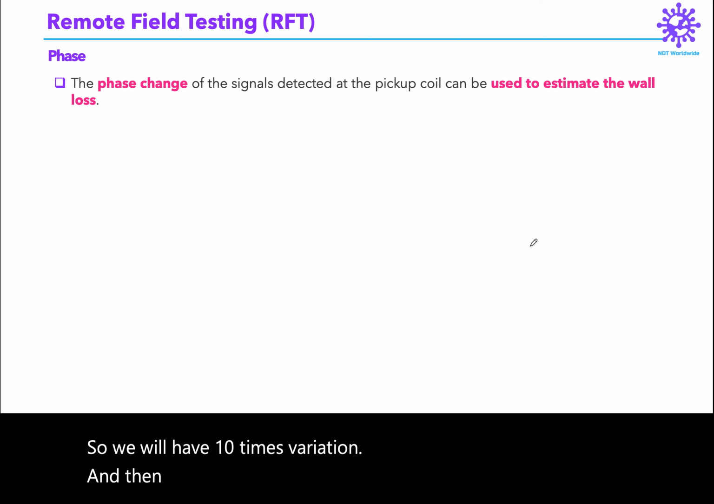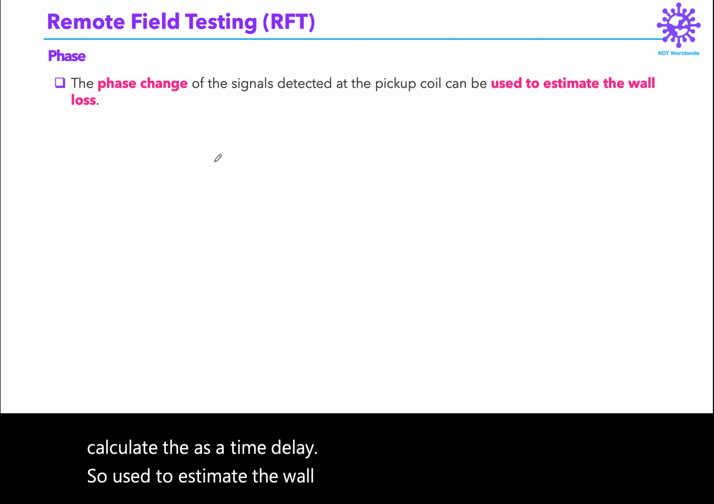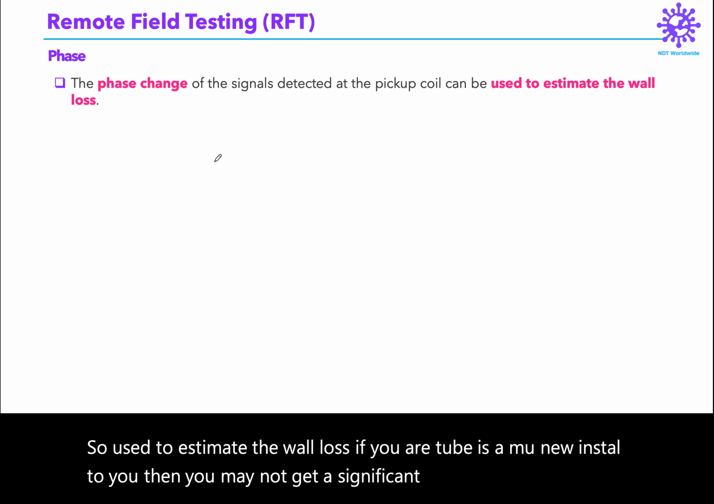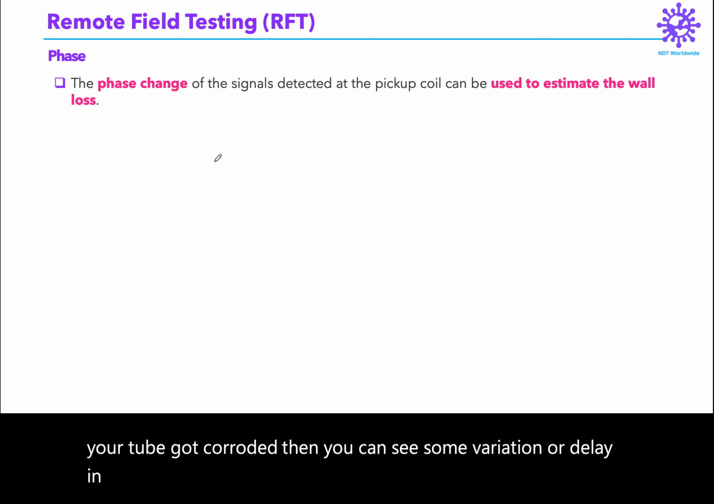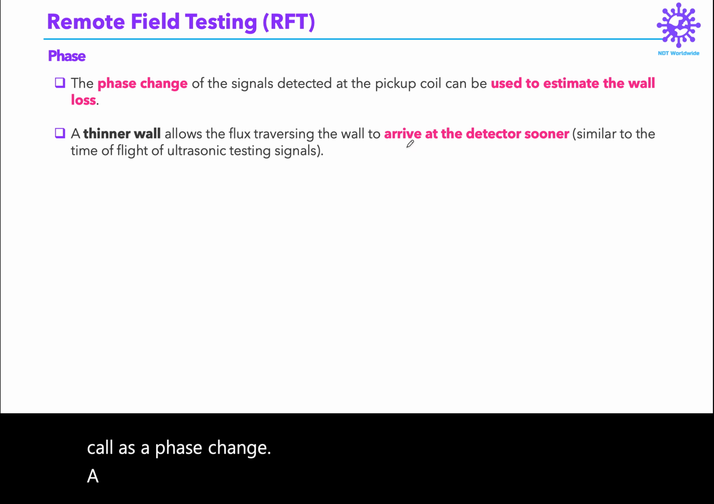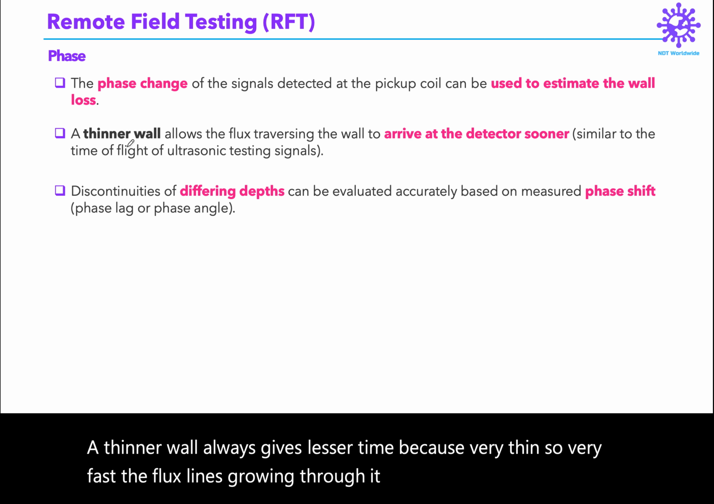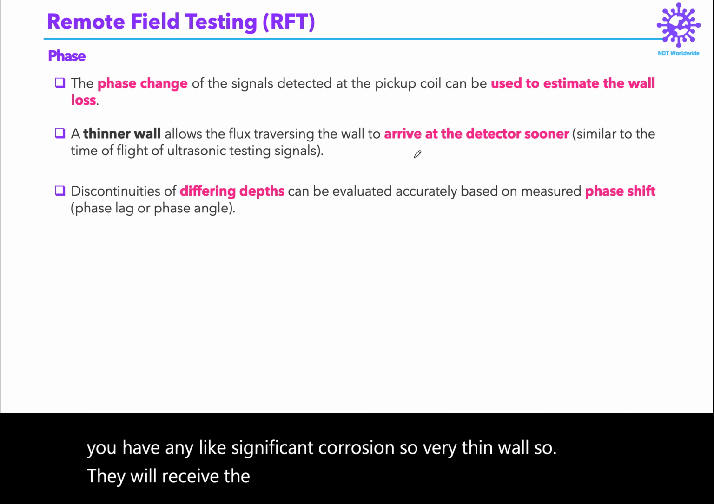Then coming to the phase, it is used to calculate the time delay, so it is used to estimate the wall loss. If your tube is newly installed, you may not get a significant phase difference. But if your tube got corroded, then you can see some variation or delay in the reception of the signal, and that is what we call a phase change. A thinner wall always gives lesser time, because the wall is very thin, so the flux lines flow through it very fast. That's why they're saying that if you have significant corrosion, a very thin wall, you will receive the signal much faster at the detector coil.